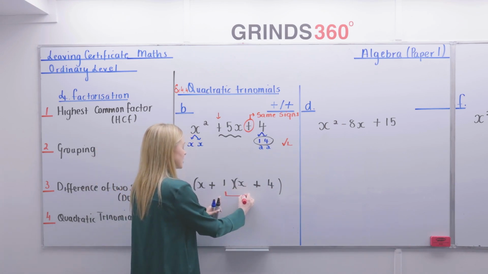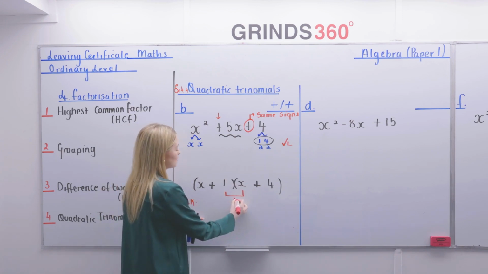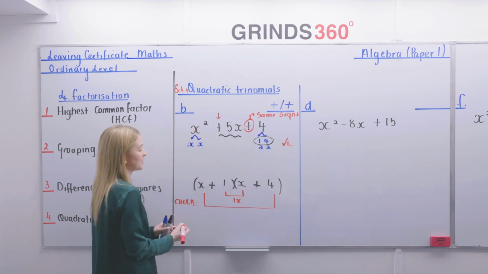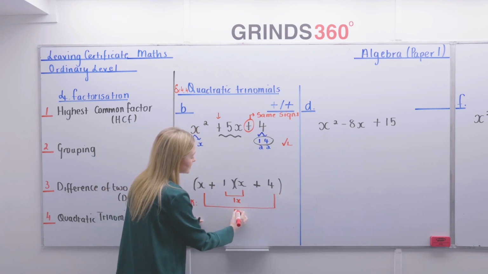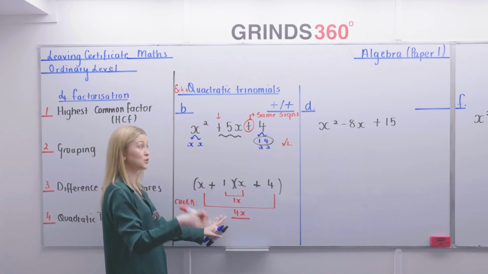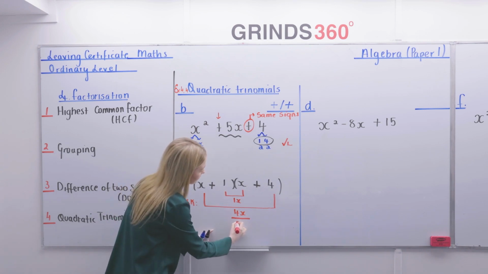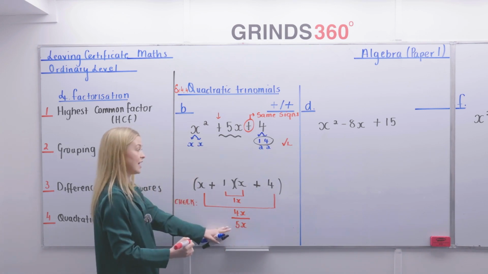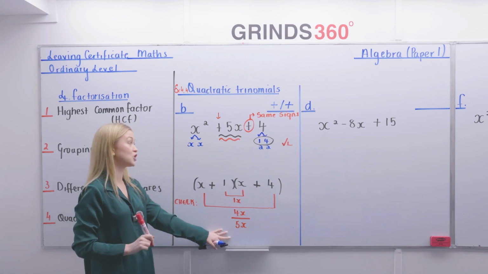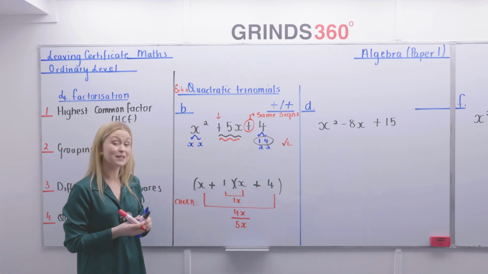So here, the second term in the first bracket times the first term of the second bracket: 1 times x is 1x. First term in the first bracket times the second term of the second bracket: x times 4 is going to leave me with 4x. Now in this case, what we're trying to achieve is to calculate that term in the middle. 1x plus 4x gives me 5x, and notice 5x is that number in the middle. That's always a quick and easy way to check how to get that number in the middle. Now that's my first example done, that's B.